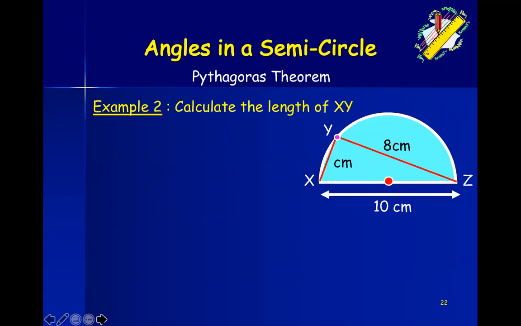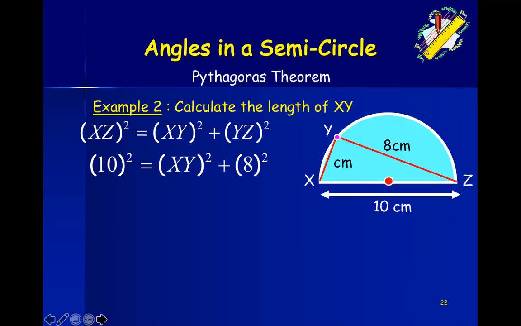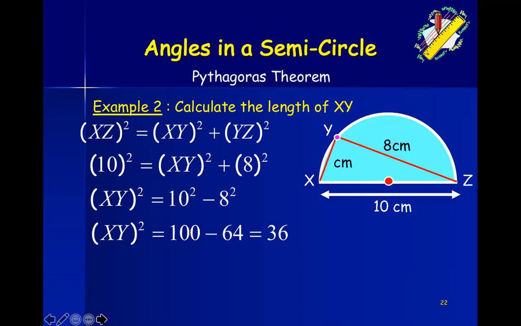So calculate the length of XY. XY is a short side, so this time instead of adding, we're going to take away: 10 squared minus 8 squared. Then that means XY is square root of 100 minus 64, which is 6. So these are revisions of Pythagoras. Okay, so 6, 8, 10 is another perfect Pythagoras triangle.